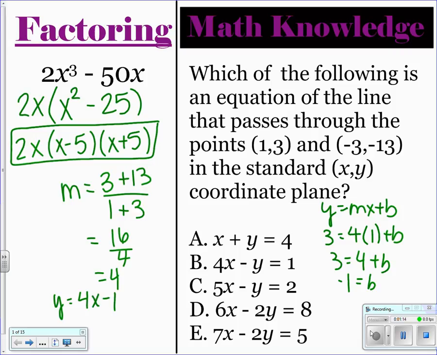Now they have solved it for the whole number. And so I can say y minus 4x equals negative 1. And if I negate all of my signs, I have negative y plus 4x equals 1, which is b. But again, if you want, you can just plug both of those points into your equations until you find one that works for both. Okay?